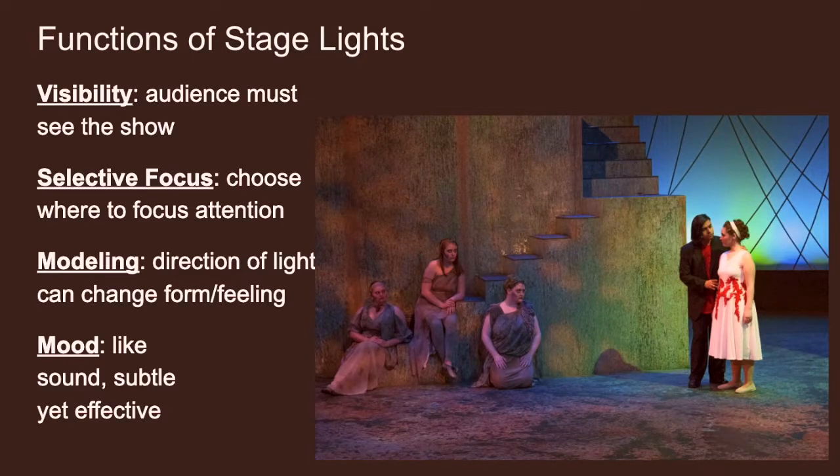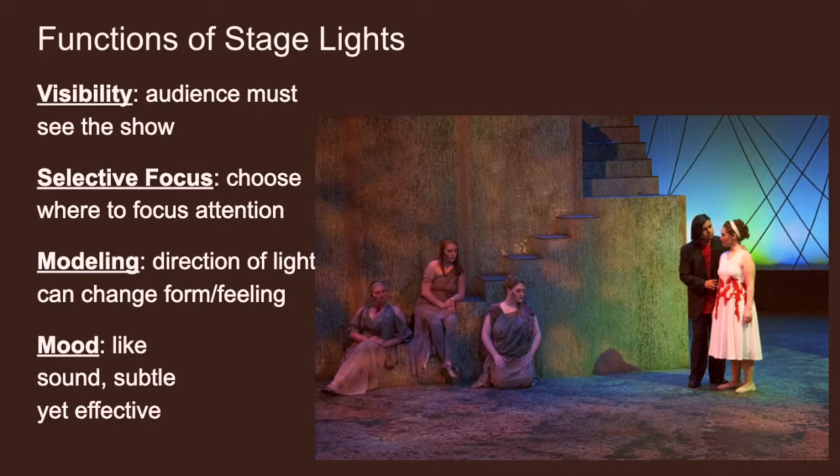Next, let's talk about the function of stage lights. The function of stage lights is visibility, select focus, modeling, and mood. Visibility is that the audience must see the show. The more light we have on something, the more likely we're going to pay attention to it. So you don't want something so darkly lit, because people don't hear and understand things better when they can't see them.